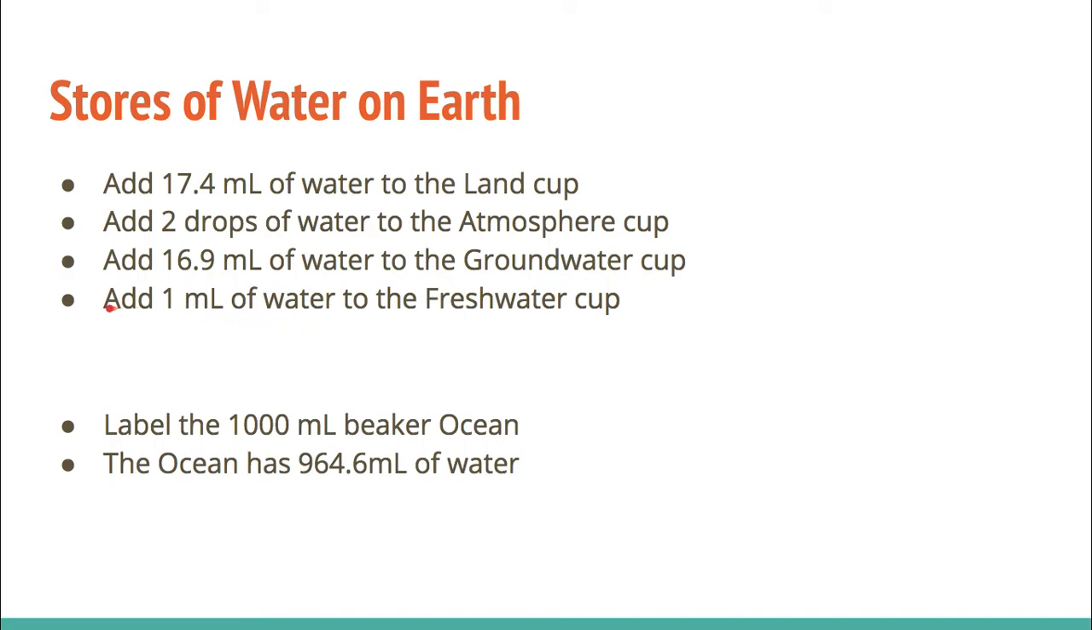Once you've added water into the 4 cups, add any remaining water back into the big beaker and go ahead and label the huge beaker oceans. If you've done the experiment correctly, the ocean should have 964.6 milliliters of water.